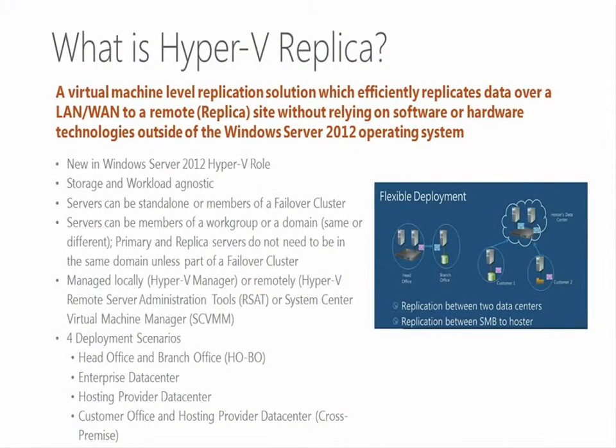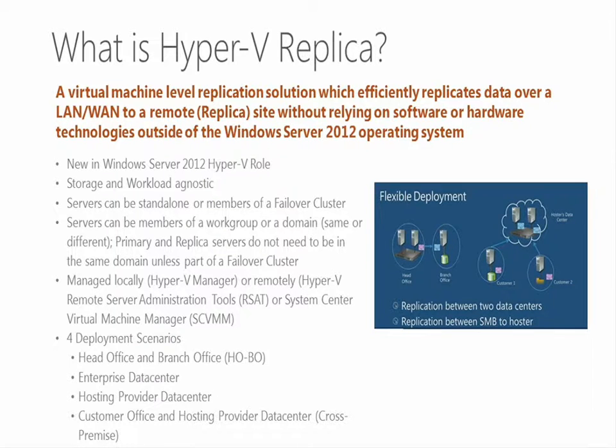Now we manage this Replica capability with Hyper-V Manager locally, or if remotely, we can also use the RSAT tool, otherwise known as the Hyper-V Remote Server Administration Tools, which you can install on things like Windows 7 or Windows 8. If you're in a large environment, most likely you'll want to use System Center Virtual Machine Manager to manage these Replica capabilities.